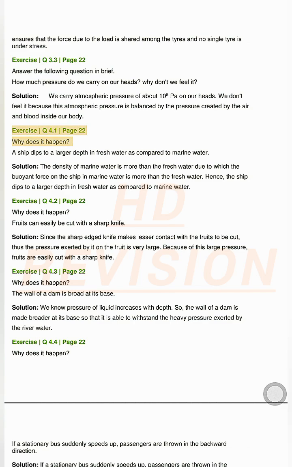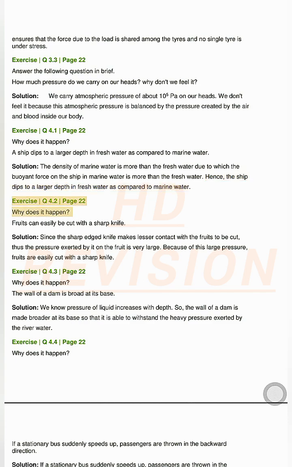Exercise Q 4.1 page 22. Why does it happen? A ship dips to a larger depth in fresh water as compared to marine water. Solution. The density of marine water is more than the fresh water, due to which the buoyant force on the ship in marine water is more than the fresh water. Hence, the ship dips to a larger depth in fresh water as compared to marine water.